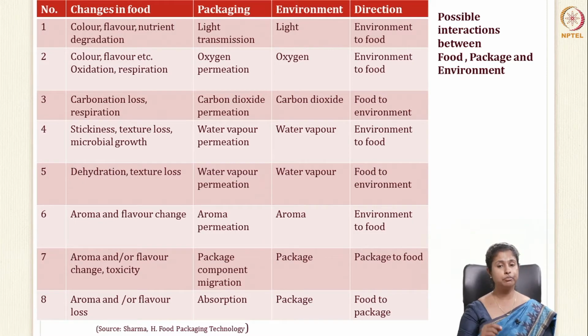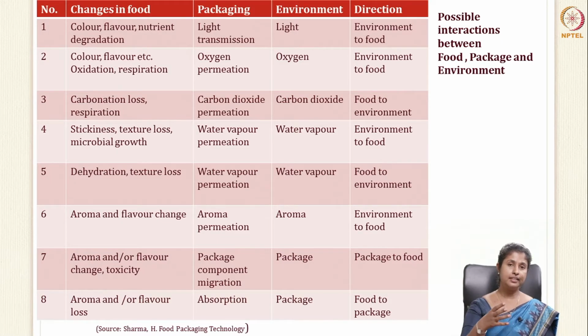Here carbon dioxide can move from the environment to the food or from food to environment. If it moves from the food to the environment, there is a carbon dioxide loss, carbonation loss, or respiration changes. So this again causes changes in the food product. Another factor is water vapor. Again, all these factors can move in either way. If water vapor moves from the environment to the food, the product, which is usually hygroscopic or powders, can become sticky. It results in texture loss and microbial growth.